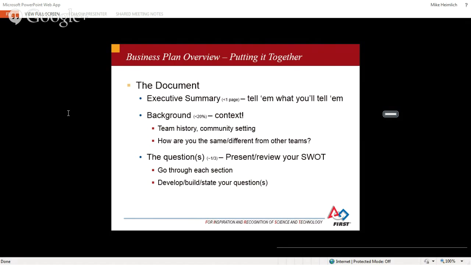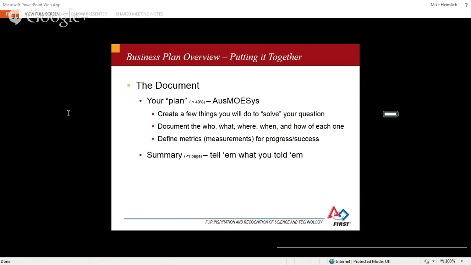Up to this point, you've probably committed about half the size of your document. You want to take about 40% to actually talk about your plan, which is really reviewing your collaborative design process, your divergent and convergent thinking. You want to talk about the few things you've thought of to approach your question. You want to clearly document who, what, where, when, and how for each one of your solutions.